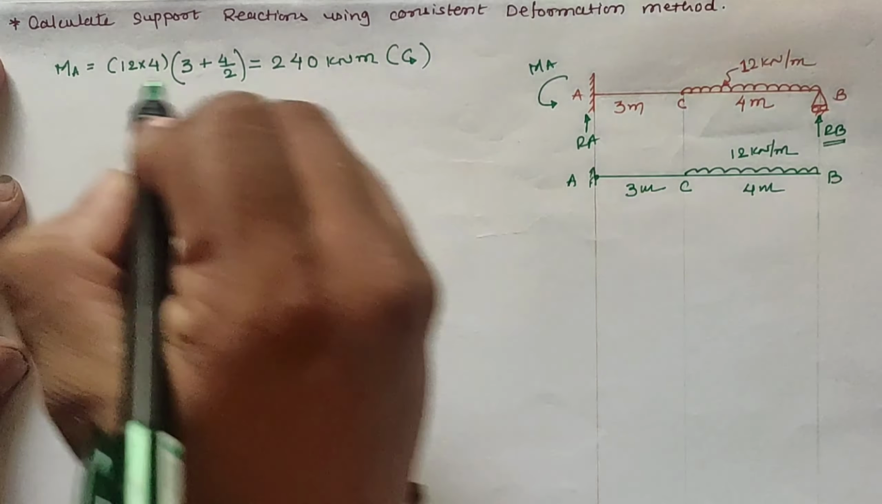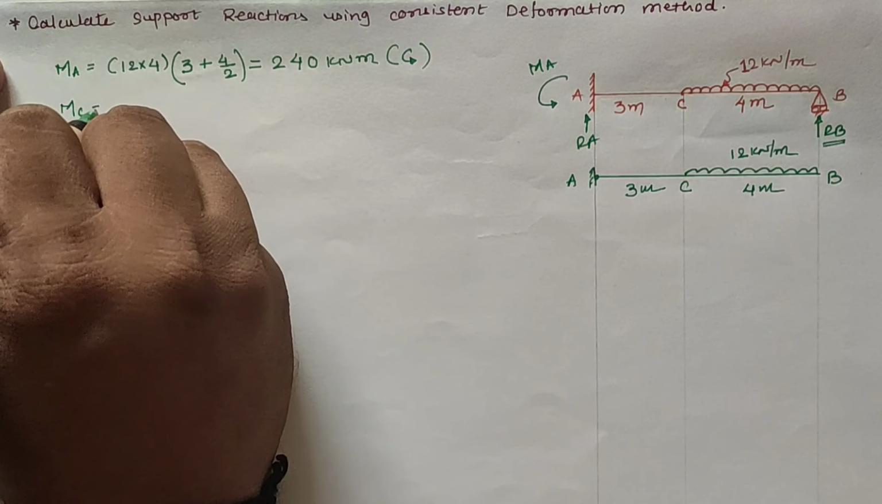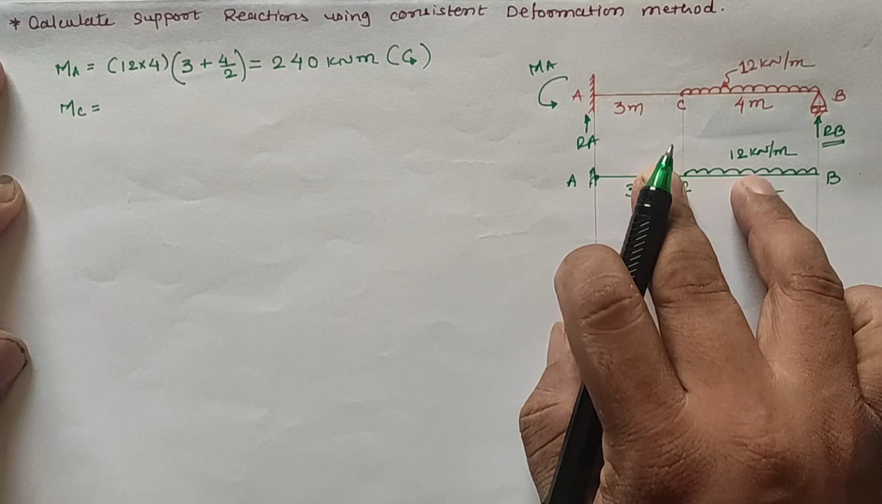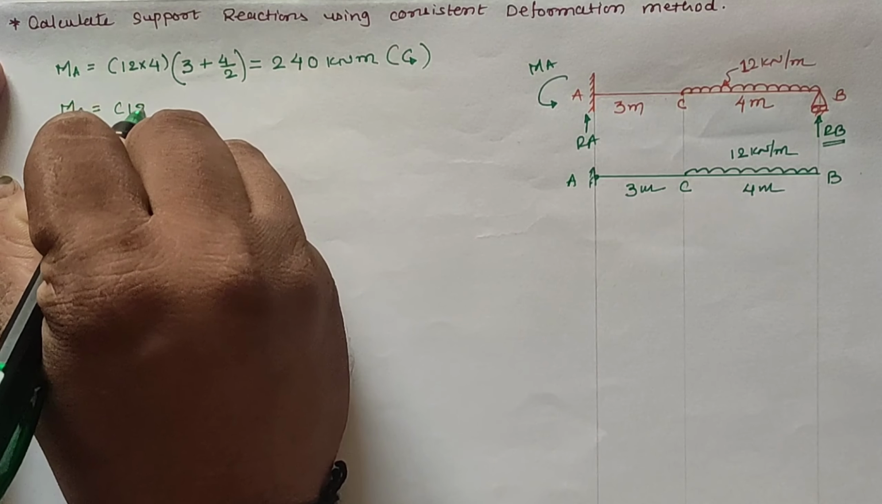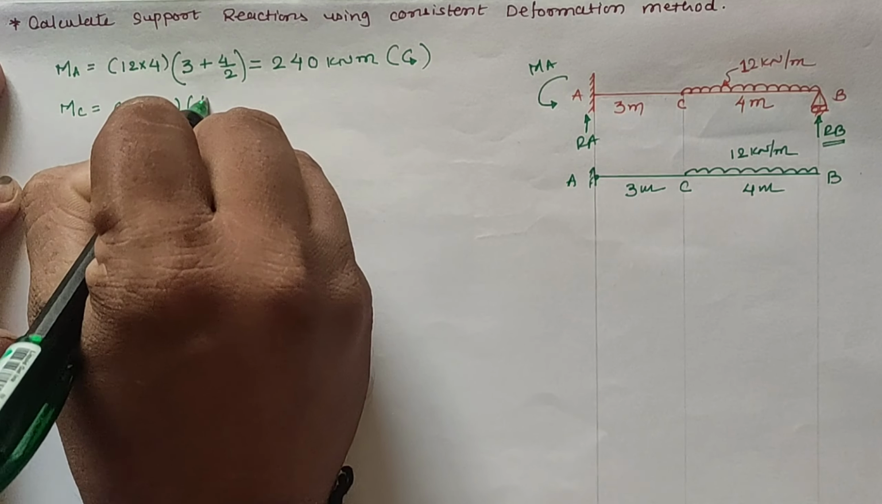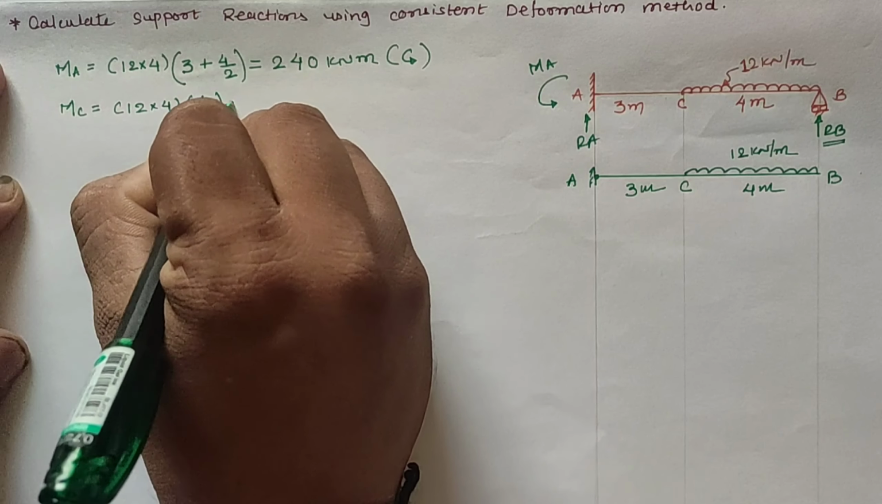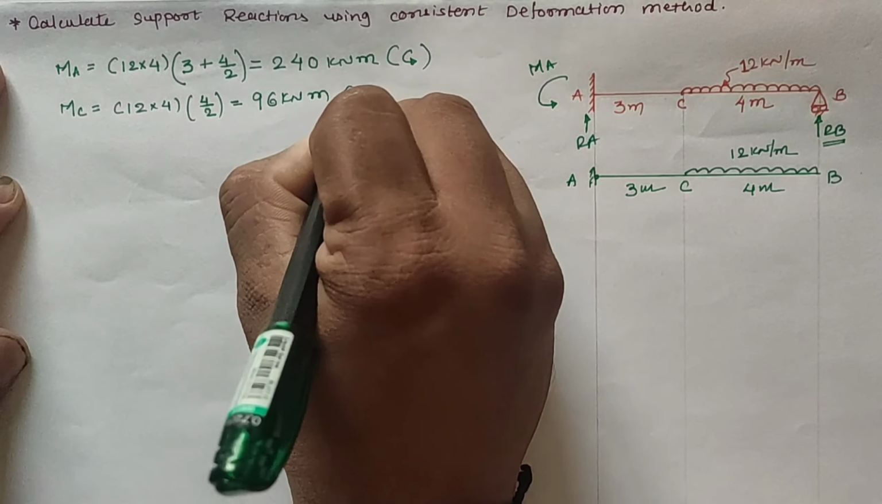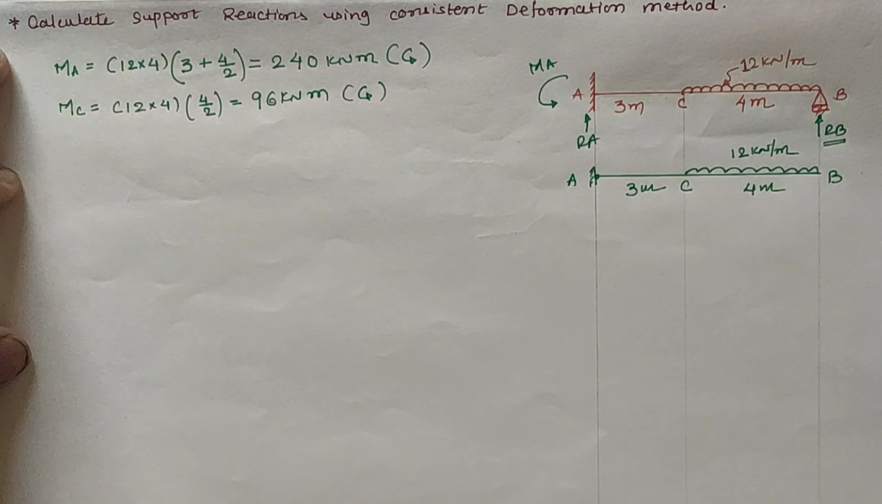Now if we take the moment at C, the moment at C is nothing but load into distance by 2, as 12 into 4 into 4 by 2, which is equal to 96 kilonewton meter in the anticlockwise direction.